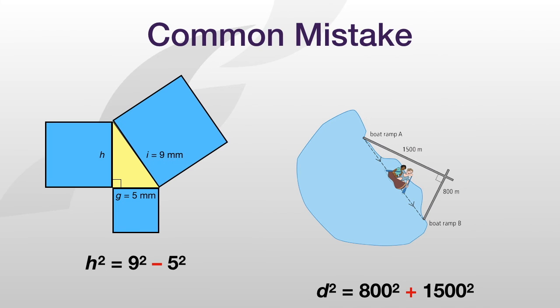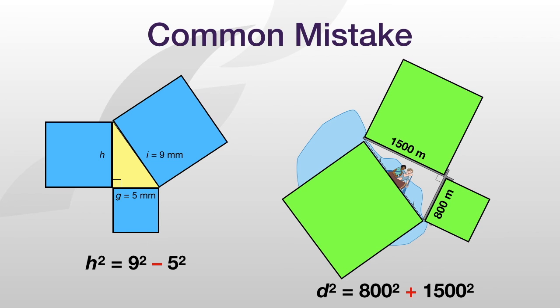In the first problem, the square on h is clearly smaller than the square on the hypotenuse, so one must subtract. In the second problem, the square on d is the largest square, so the known squares must be added.